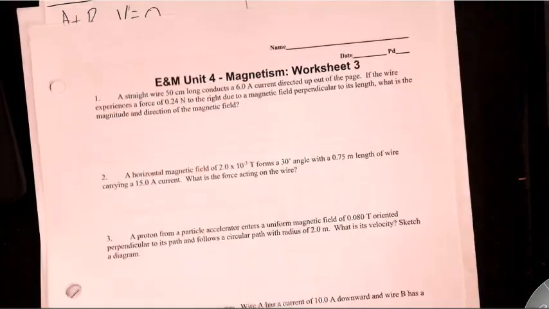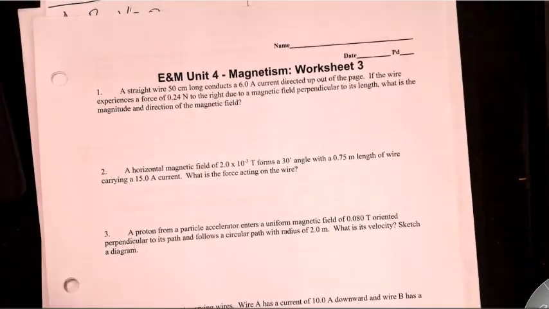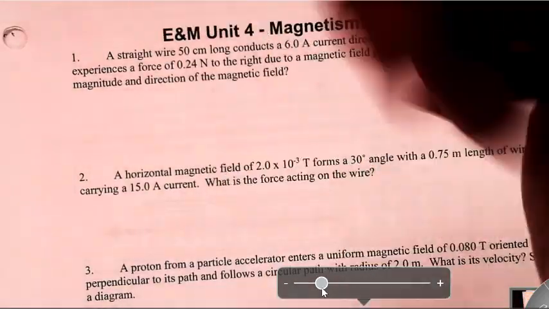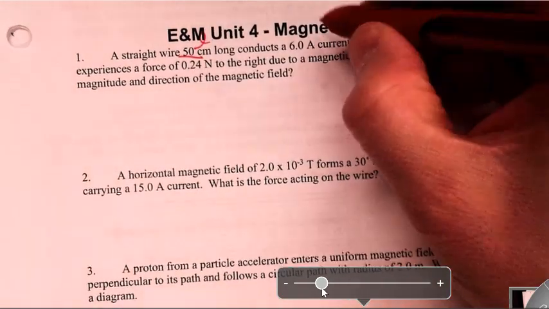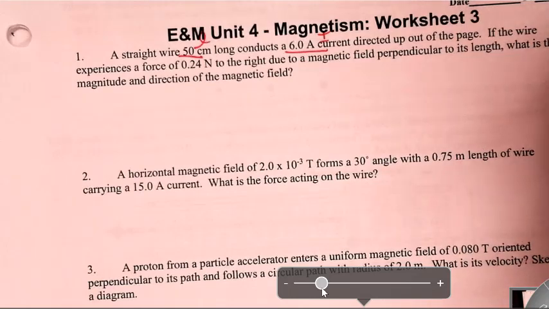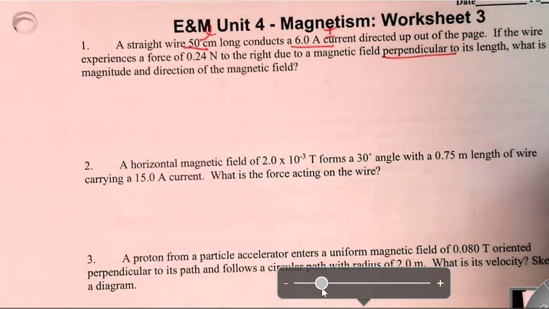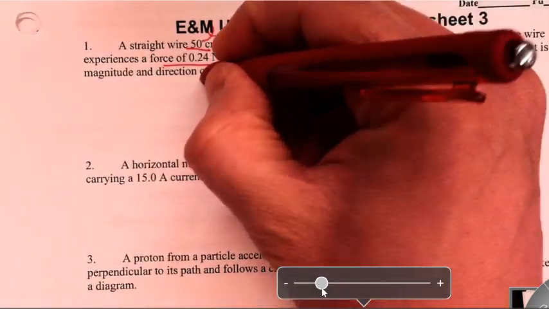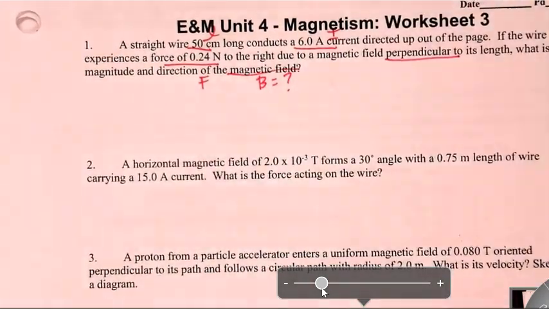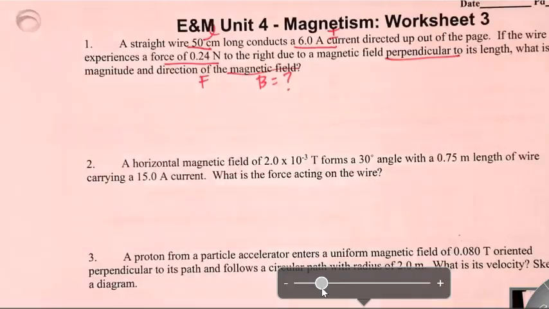Okay, worksheet 3, let's do it. Oh, math. Okay, yay. Numbers and calculator. Okay, straight wire, 50 centimeters long, so that's a length. Current is I. The page. Okay, so that means they're perpendicular, so that's going to be key. And here's the force. And I just want to know what is B. This is just a plug and chug question, really. There's no thinking here. You're going to use this equation.